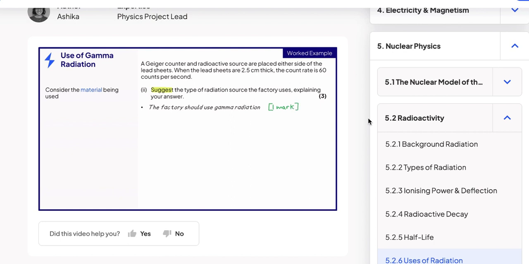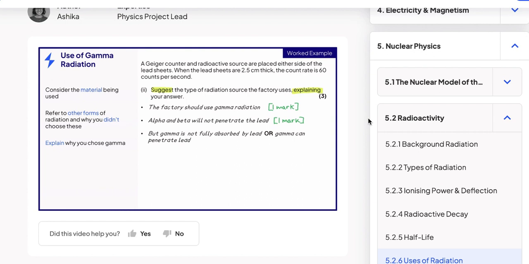Now, let's explain why we didn't choose the other forms of radiation. Neither alpha or beta can penetrate even thin lead. This statement gains mark 2. And finally, we need to justify our choice of gamma. We chose gamma because it can penetrate lead, or we can say that it isn't fully absorbed by lead. These mean the same thing. That's mark 3.